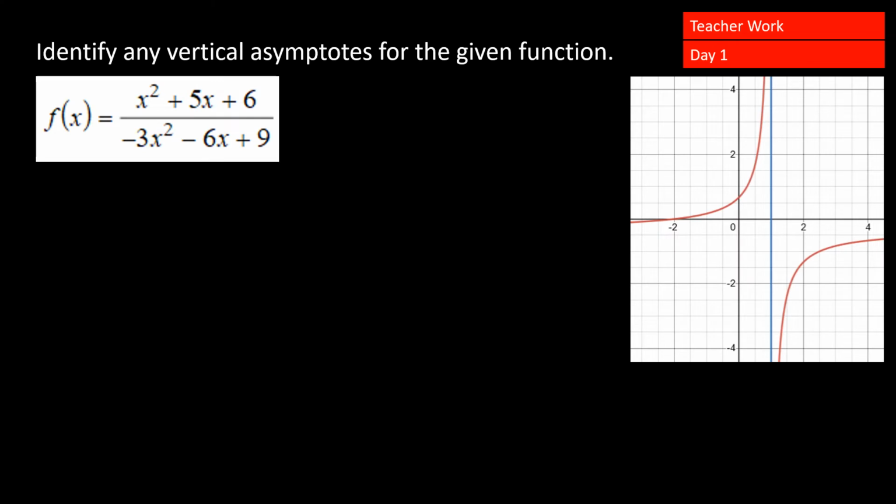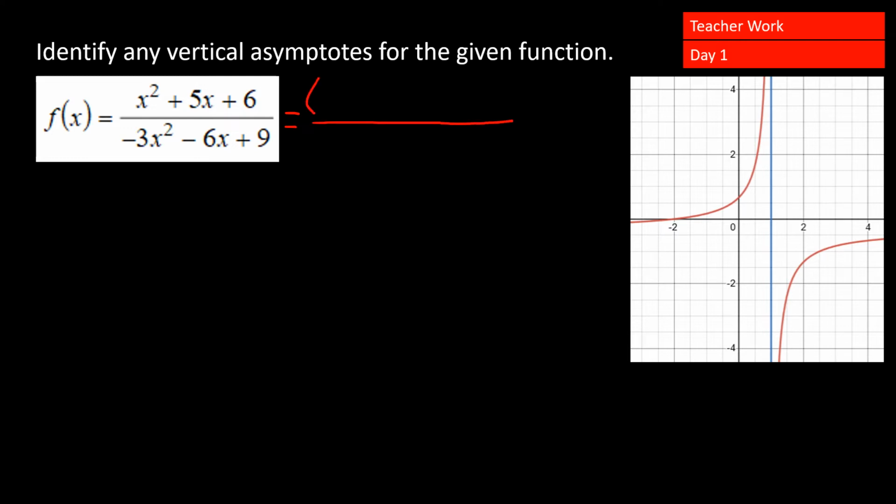Next part that we have here is identify any vertical asymptotes for the given function. So, vertical asymptotes. Now, there are two ways of doing this. The first thing I'm going to do is break down and factor what we see here.